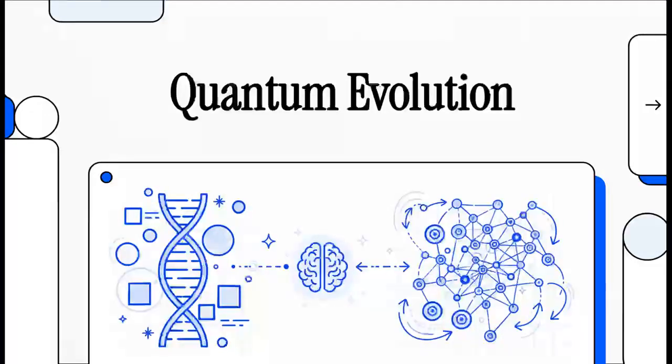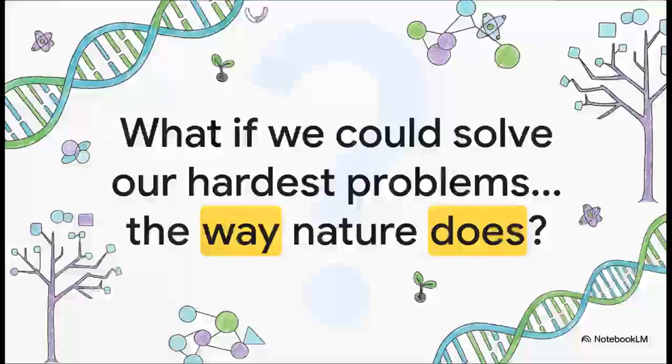Today, we're diving into something wild. We're going to take nature's oldest, most powerful problem-solving tool, evolution, and see what happens when we give it a serious quantum upgrade. I mean, really think about that for a second. When you boil it down, our biggest headaches, whether it's designing a tiny microchip or organizing the logistics for an entire city, they're just massive optimization puzzles.